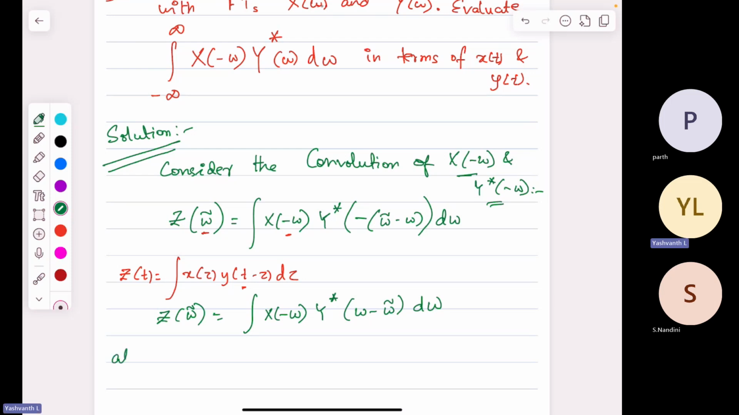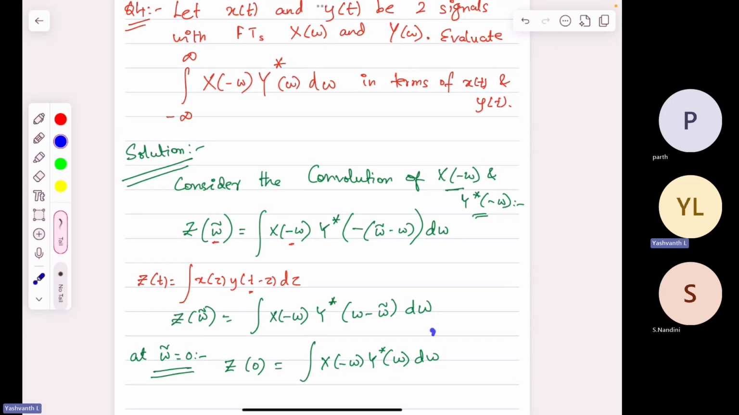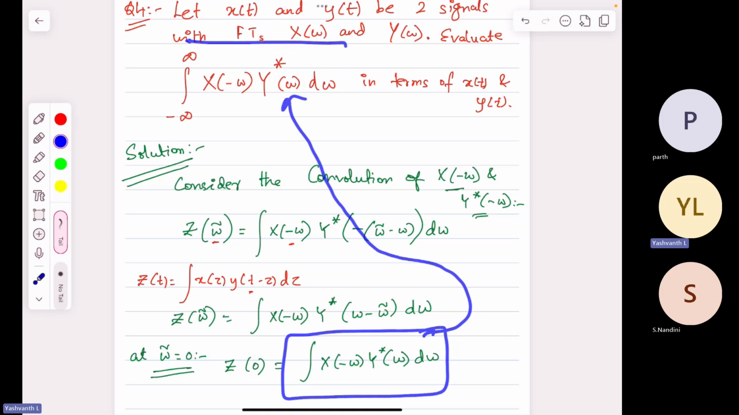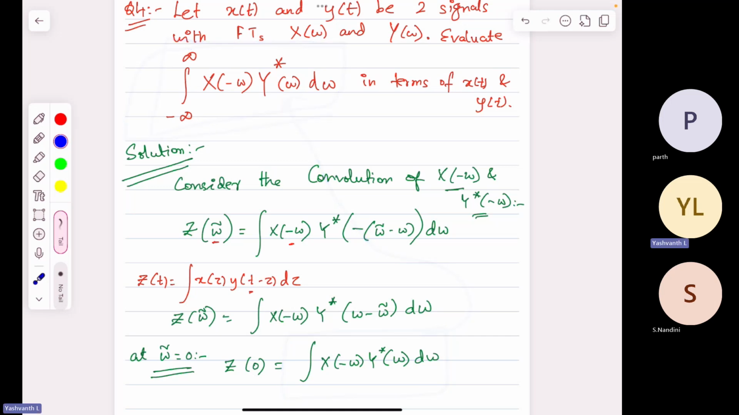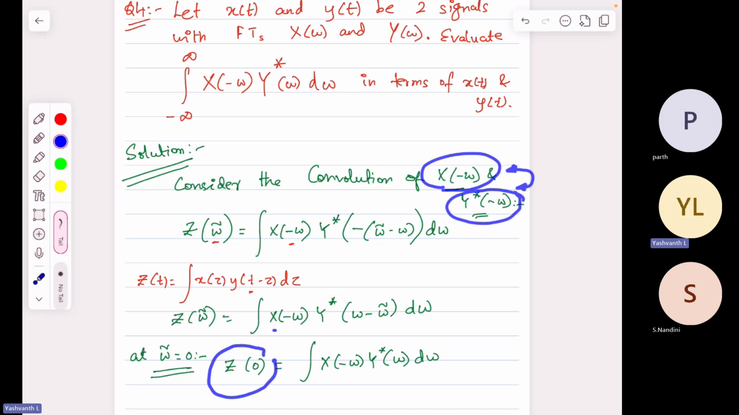Now you see, at omega tilde equal to 0, Z of 0 is equal to the integral of X of minus omega into Y conjugate of omega d omega. Now what is this? This integral is exactly the integral that we need to evaluate, given in the question. Is it okay? Yes, sir. Essentially, I am convolving X of minus omega and Y conjugate of minus omega. Whatever the convolved signal Z is, I evaluate it at omega tilde equal to 0. That is the value of the integral asked in the question.